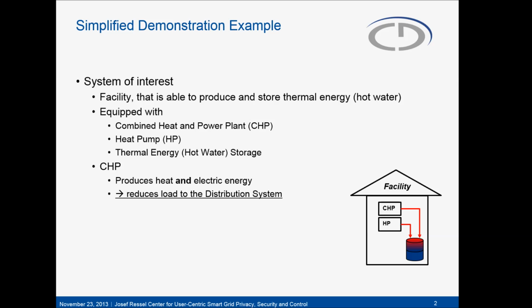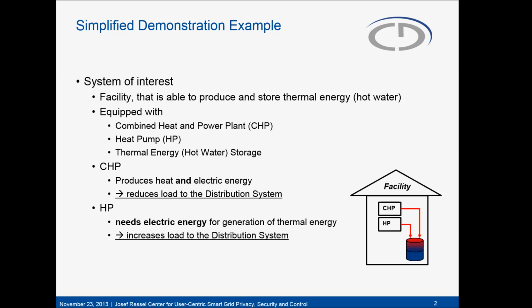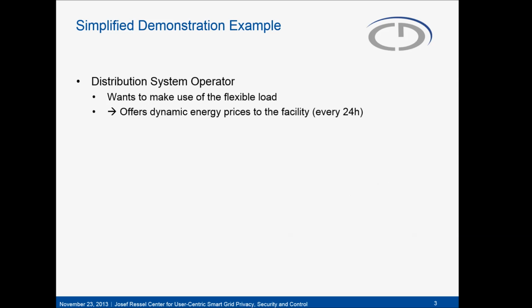As the CHP produces heat and electric energy, it reduces the load to the DS, and contrasting to this, the heat pump needs electric energy for the generation of thermal energy and hence increases the load to the distribution system. The distribution system operator, who is responsible for the stability of the grid, is interested in using the provided flexibility. To do so, he offers dynamic energy prices to the facility once every 24 hours. And now, the facility operates according to the prices.